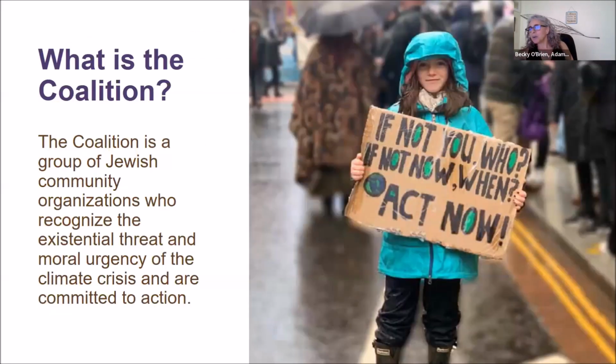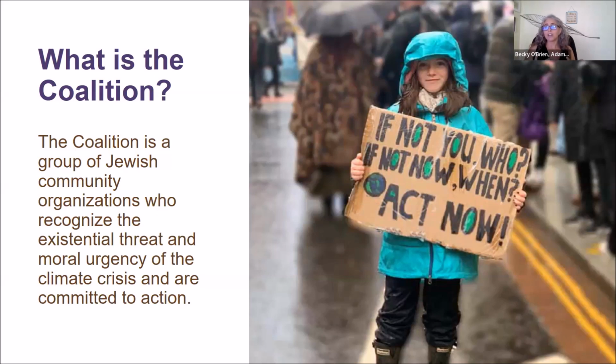But to introduce the coalition, it's a coalition of Jewish community organizations who, as it says here, recognize the existential threat and moral urgency of the crisis and are committed to taking action. It is the largest communal effort the Jewish community has ever seen to mobilize a collective Jewish response to the climate crisis. And this is exciting, and we hope you'll come and be a part of this.